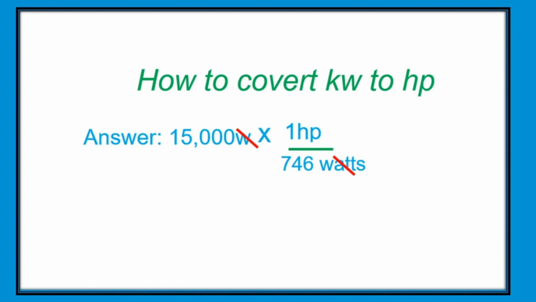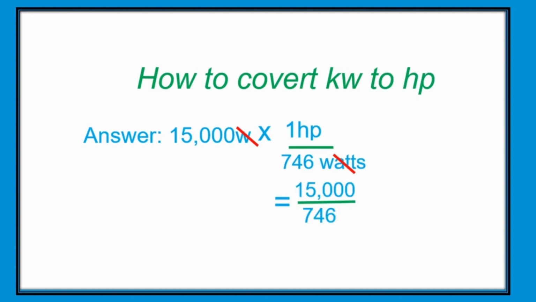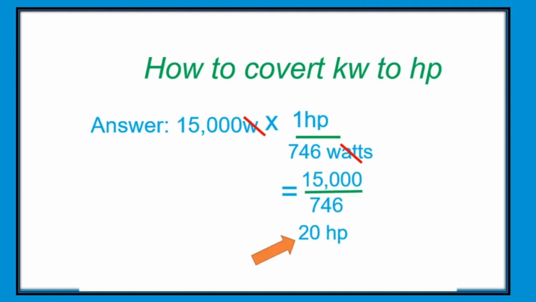Answer: 15,000 watts times 1 horsepower over 746 watts. We are going to cancel the watts. So it should be 15,000 divided by 746. 15,000 divided by 746 equals 20 horsepower.